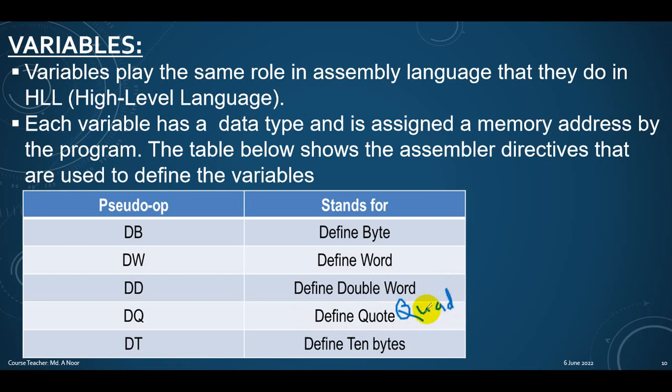Quad word. Okay. That means quad word means 4 words together. Okay, not quote. DT means define 10 bytes. So let's see the example.